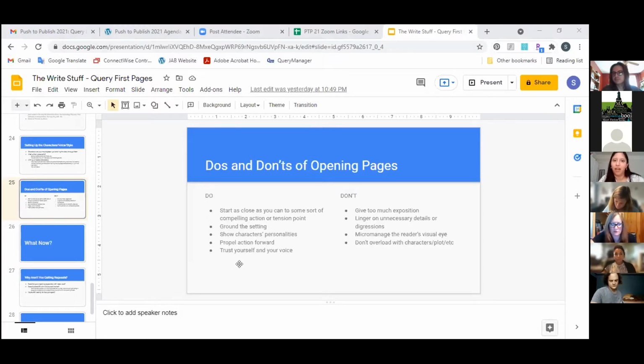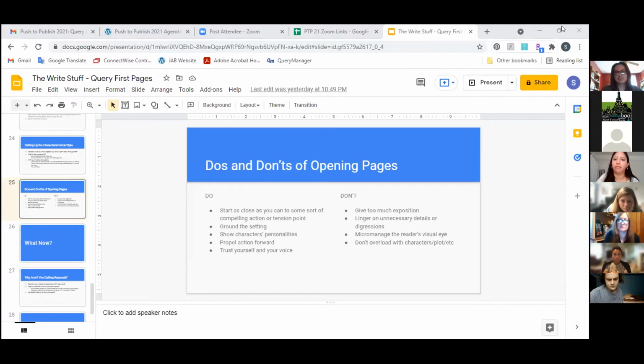But finishing off the do's and don'ts, what you don't want to do in the opening pages: don't give off too much exposition, don't linger on unnecessary details or digressions. Again, that's a problem that a lot of people have, that they talk too much about one particular thing, like a setting or a character, without getting back to the main issue. You want to get back to your compelling action point.